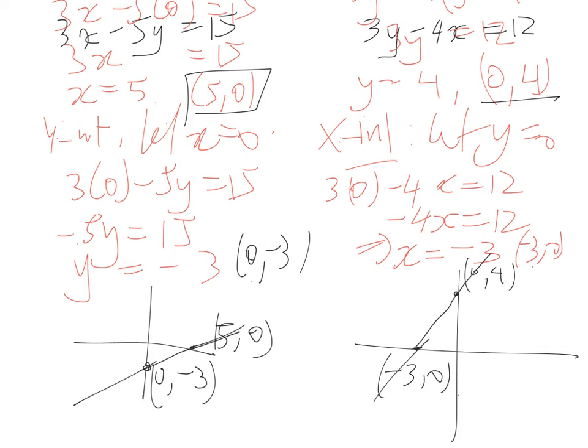So, for these ones, let x equal 0, solve for y, let y equal 0, solve for x, plot your 2 points, and draw a straight line through them.